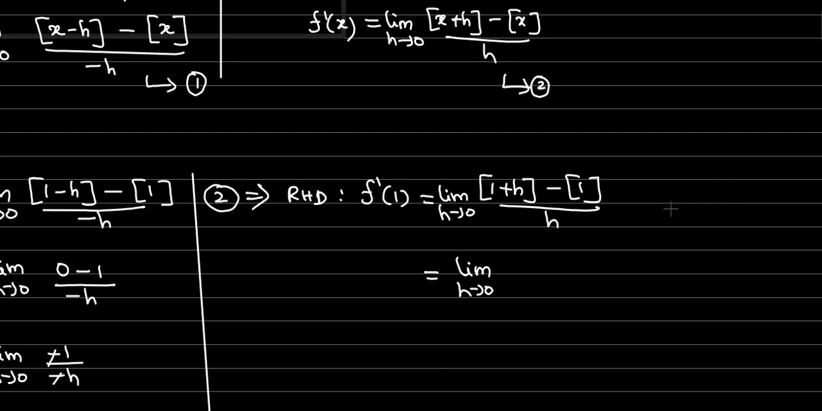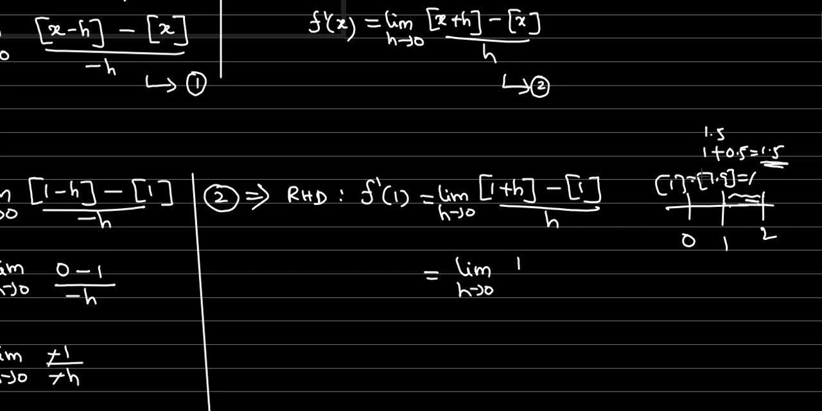So basically 1 plus h means the values which lie between 1 and 2, that is 1.5, basically 1 plus 0.5 which is 1.5. That's what it means. So whatever value lies between 1 and 2, the greater integer of 1.9 also is 1. Then the greater integer of 1 plus h gives you 1. And the greater integer of 1 is 1 itself. So minus 1 by h.